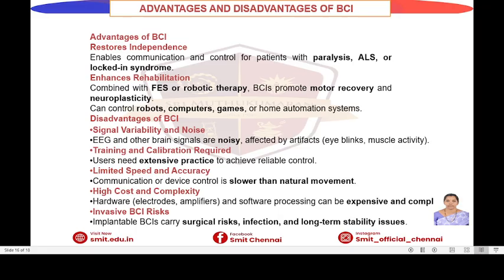Limited speed and accuracy. When compared to natural movement, it is somewhat slower. High cost and complexity. Obviously we are using electrodes and amplifiers, so the hardware is expensive, and software processing can be expensive and complicated. Invasive, suppose we are inserting the electrode in the brain, means they need surgery, and it is possible to get infection, and long-term stability issues are there.